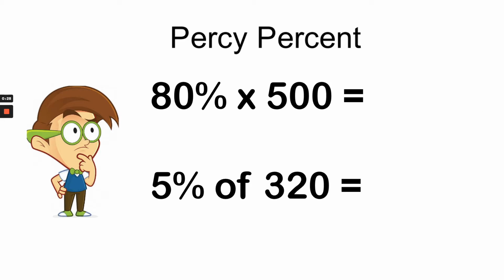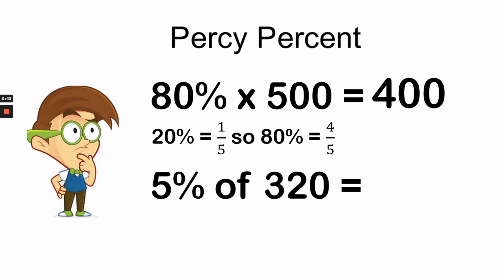Alright, let's see what Percy knows. Percy knows 20% is 1/5, so 80% is 4/5. He needs to find 1/5 of 500, which is 100, and then 4 of those fifths to give him 400.